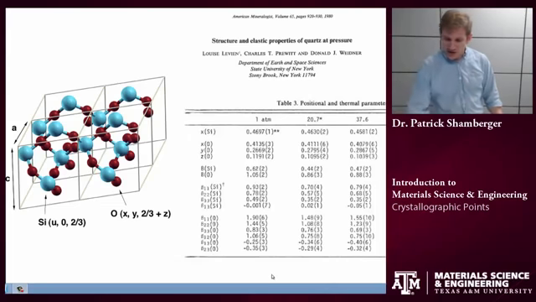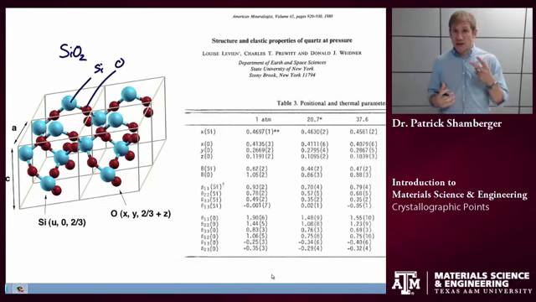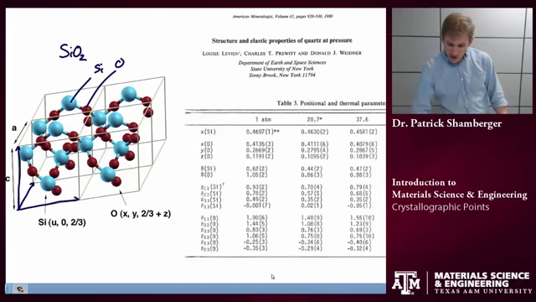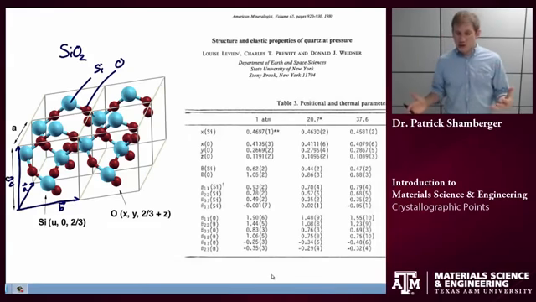What we have here is the structure of quartz, which is SiO2. So we see some silicon atoms and we see some oxygen atoms. Now, any crystal lattice is made up of two things. We need the principal lattice vectors. We have A, B, and C. And these each have some magnitude, some length, and some orientation relationship relative to each other. But in addition to that, we need to know the position of the atoms within that lattice.